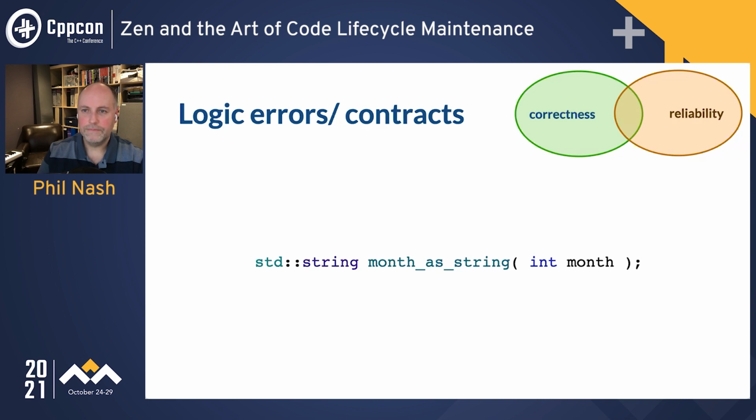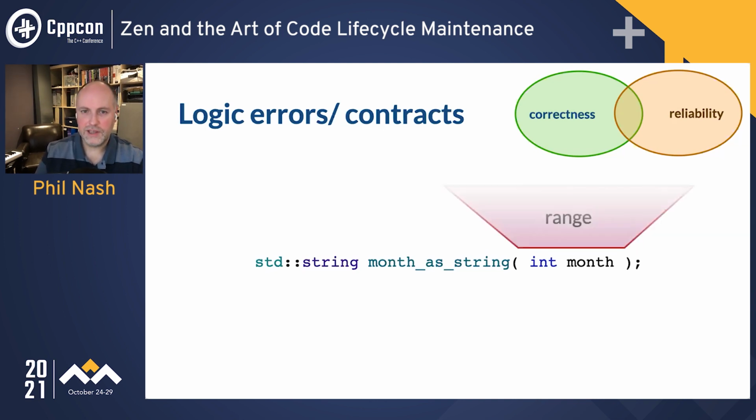Now, clearly, this is only valid for integers between 1 and 12, or is it 0 and 11? Well, that has to be written somewhere. There's an implied contract either way. But given one of those valid integers, then it should always give you a valid string. What happens if it doesn't?